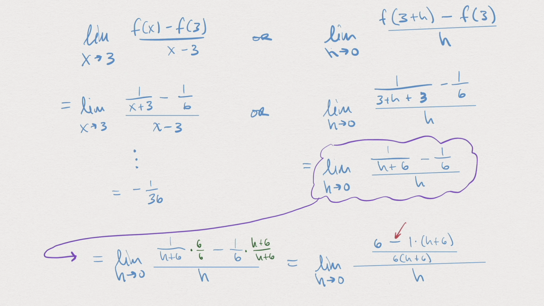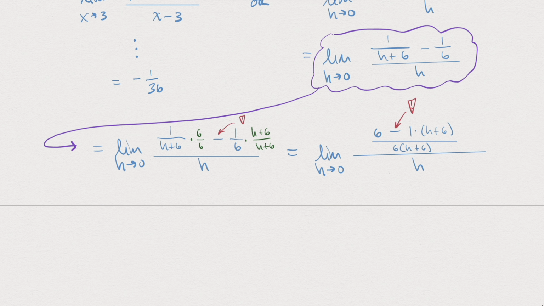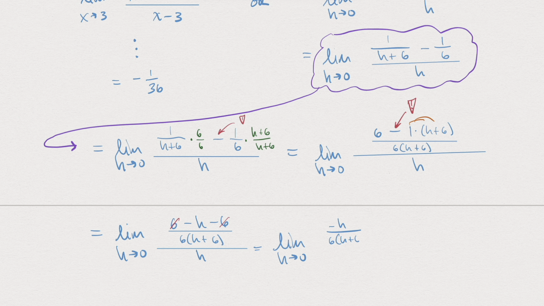Remember to watch out for this minus. Now we distribute this minus and continue with the algebra: 6 minus h minus 6, over 6 times h plus 6, and that is all over h. Now the 6 minus 6 cancels, and this is equal to the limit as h goes to 0 of negative h over 6 times h plus 6, all of that over h.